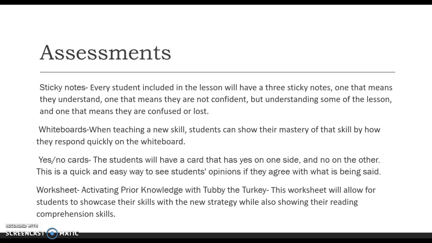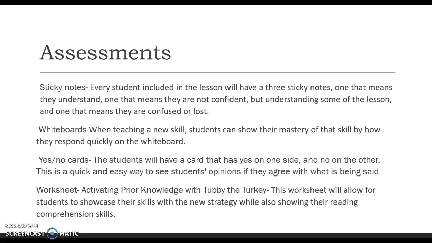Whiteboards. When teaching a new skill, students can show their mastery of that skill by how they respond quickly on the whiteboard. Teachers can just get quick, short answers or things like that on whiteboards. Yes or no cards. The students will have a card that has yes on one side and no on the other. This is a quick and easy way to see students' opinions if they agree with what is being said or if they do not agree.